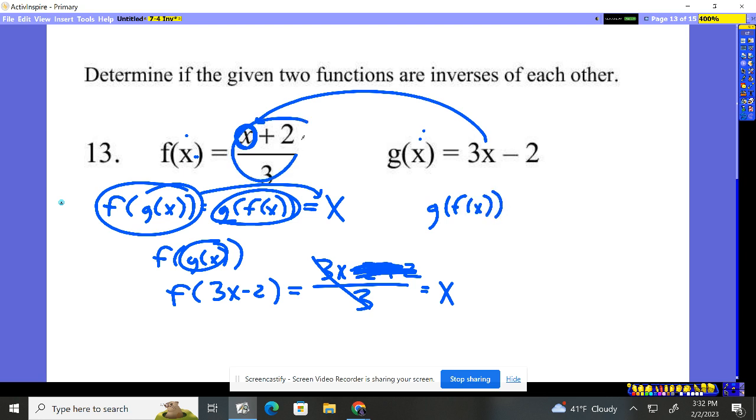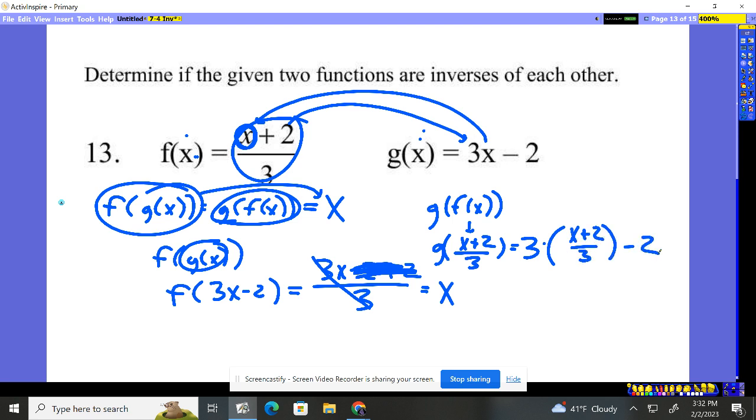Now, if we had done it the other way, if we had done g of f of x, in other words, taken the x plus 2 divided by 3 and plugged it in here, because remember, f of x is simply x plus 2 over 3. So if we had plugged x plus 2 over 3 into the g function, it says do 3 times whatever they give you, x plus 2 over 3, and then take away 2. Let's see if we get x here also. Well, 3 times that, the 3 in the bottom, those are going to cancel, leaving you with x plus 2. Then on the outside, I have minus 2, and it leaves me with just an answer of what? X.